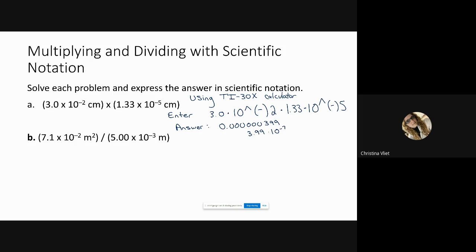Okay, so that means you're subtracting, not the negative. That's also negative.